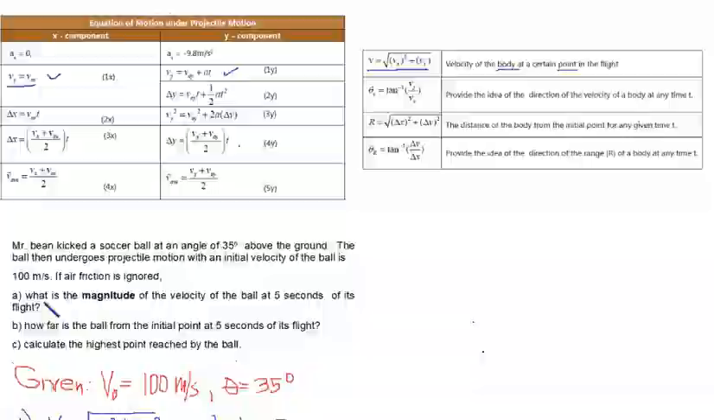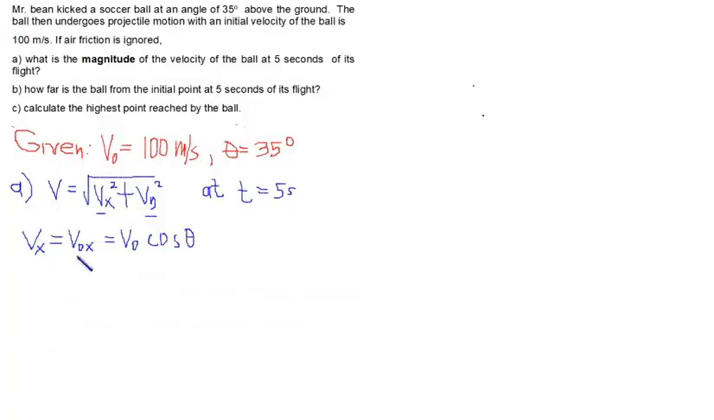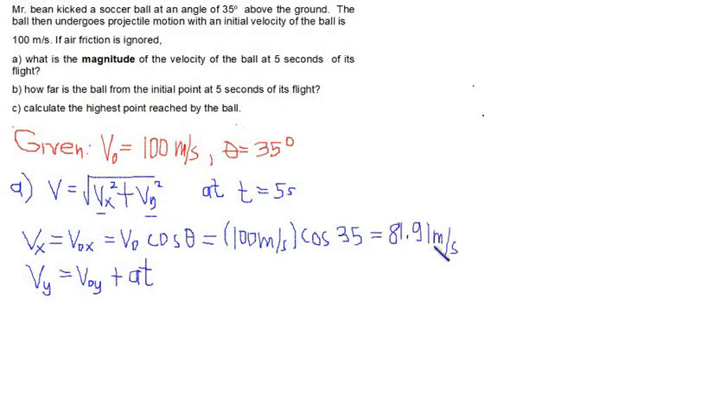So let us write it down here below. The Vx is just v0x, because the x component of velocity is constant, which is just equal to v0 cosine theta. And remember, the y component is equal to v0y plus at, where a is just equal to negative 9.8 meters per second squared. Hence, our Vx is just equal to 100 meters per second times the cosine of 35, and this is just equal to 81.91 meters per second.